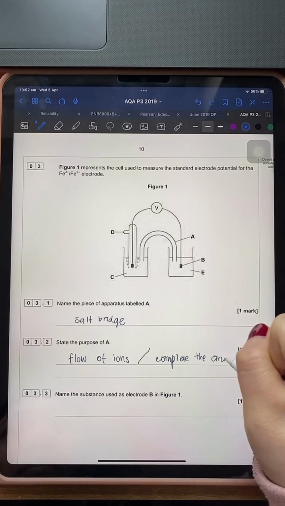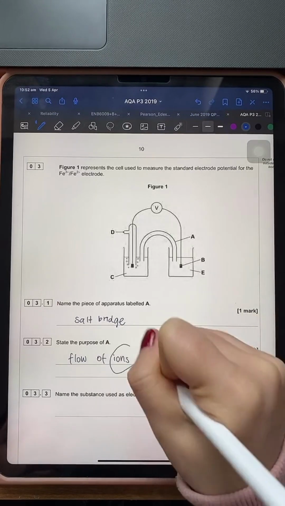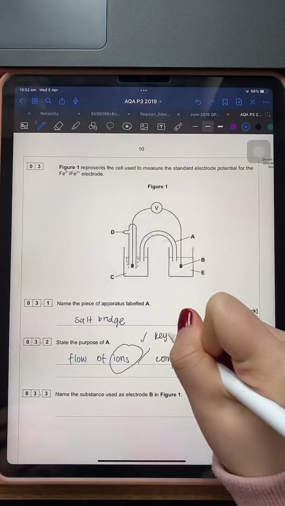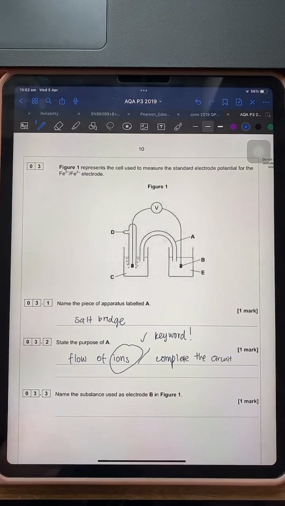This is a keyword. This is not triple science. This is A level. I will be doing GCSEs in the future.